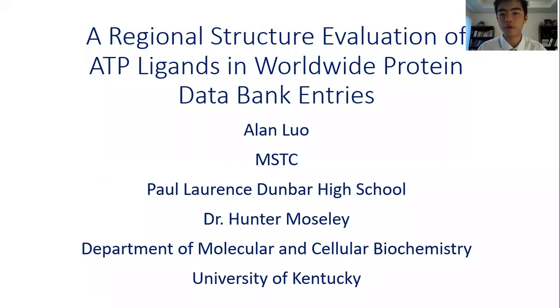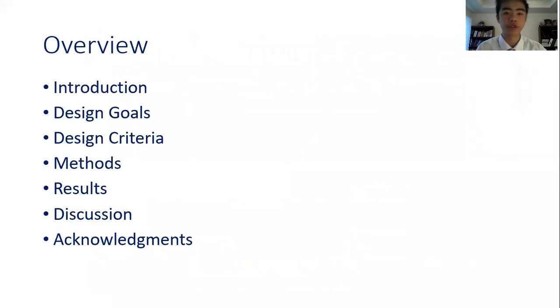Now, just to give a brief overview of what I'll be discussing, first I'll discuss the rationale for my project. Then I'll state the two main goals of the study and a list of criteria that I used to develop the software tool that came from this project. Then I'll discuss the methods that I used to make this software tool, and lastly, I'll conclude by sharing the results and the major findings from this study.